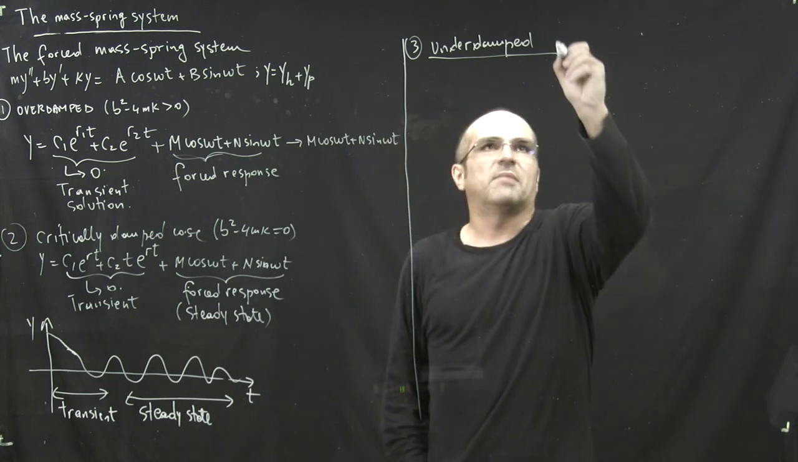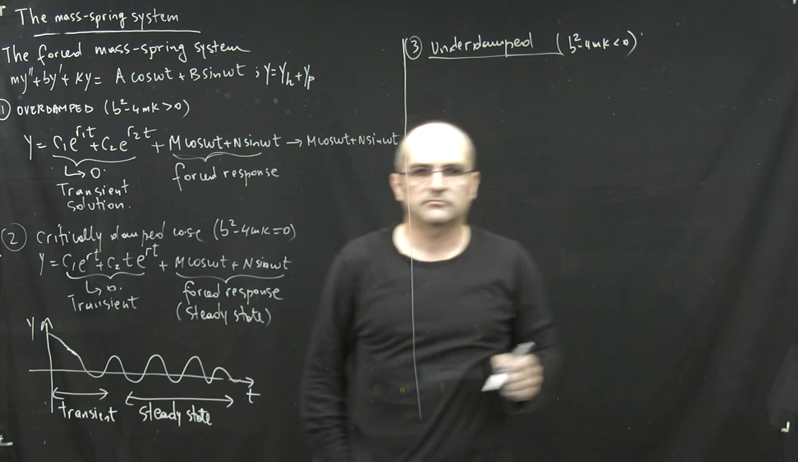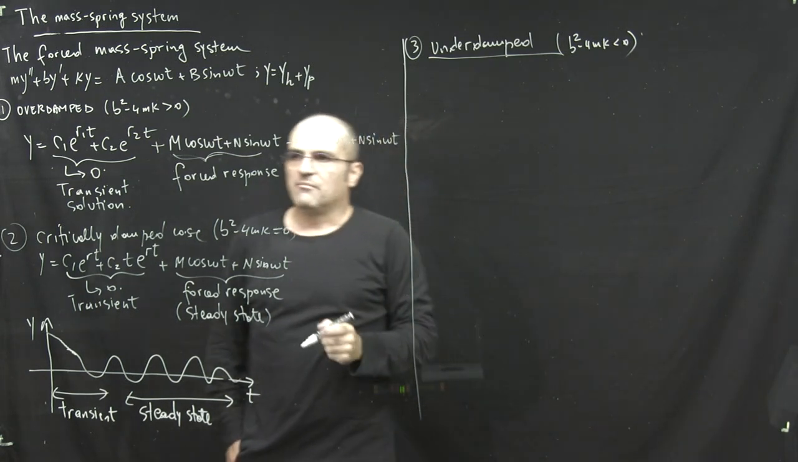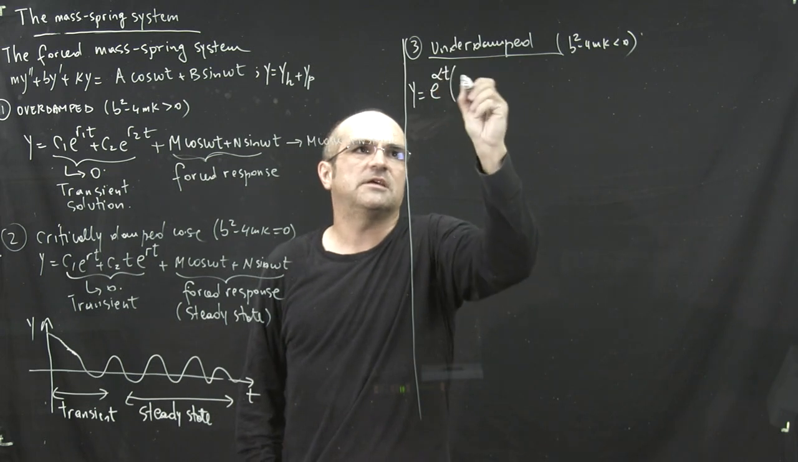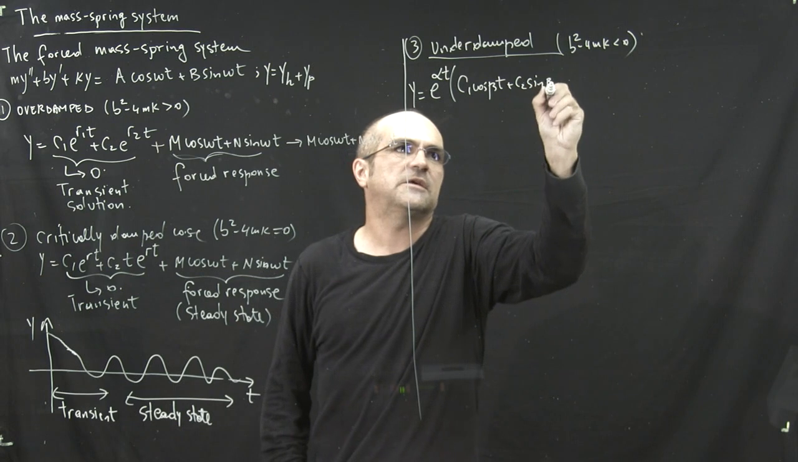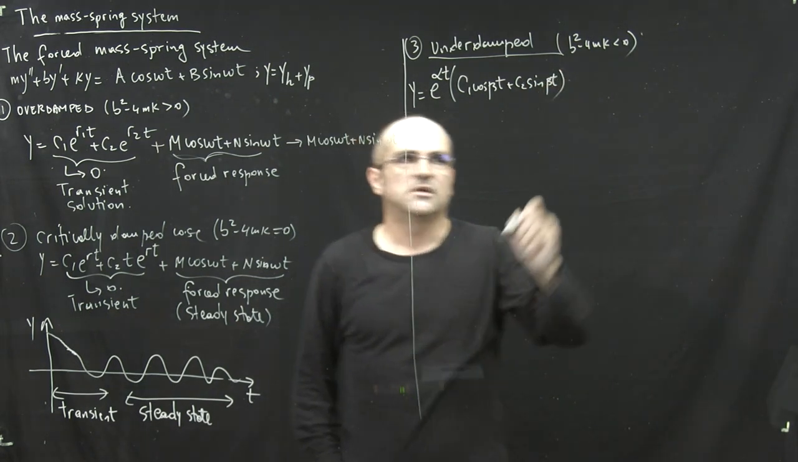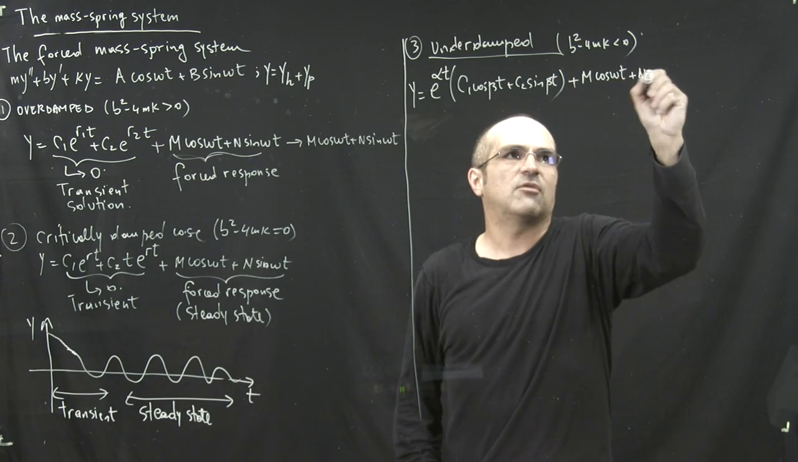That's when b squared minus 4mk is, of course, less than 0. And in that case, you have the homogeneous part as e to the alpha t, c1 cosine of beta t plus c2 sine of beta t, and again some combination of cosine and sine of omega t.